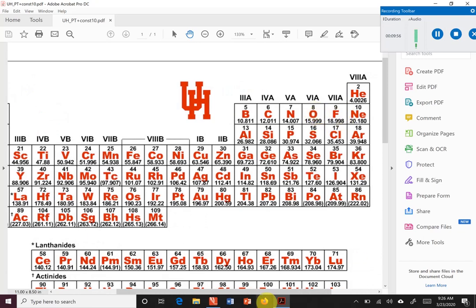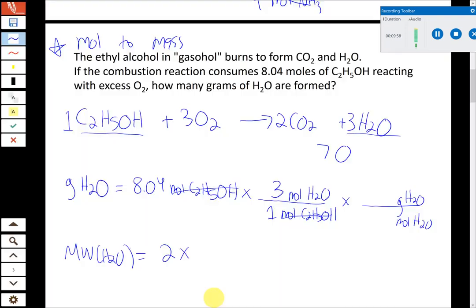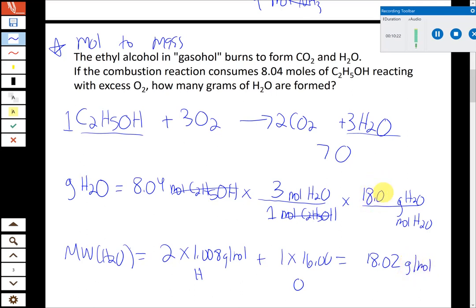And so we're going to have, for the molar mass of H2O, 2 times 1.008 grams per mole for the hydrogen, and then 1 times the atomic mass of oxygen, which is 16. And so if we want to do this, we would get something like 18.02, depending on how many decimals you round to. All right, so that's the molar mass of water. So we're going to use 18.02 here, grams of water per 1 mole.